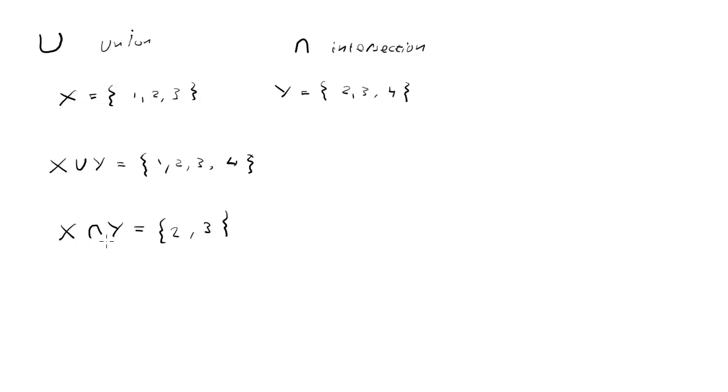So what we've done here is we've taken two sets and we've either found a way to join them to make them bigger, or intersect them, make them smaller, and get something that's in both of them. It's the common elements. So that's union and intersection.